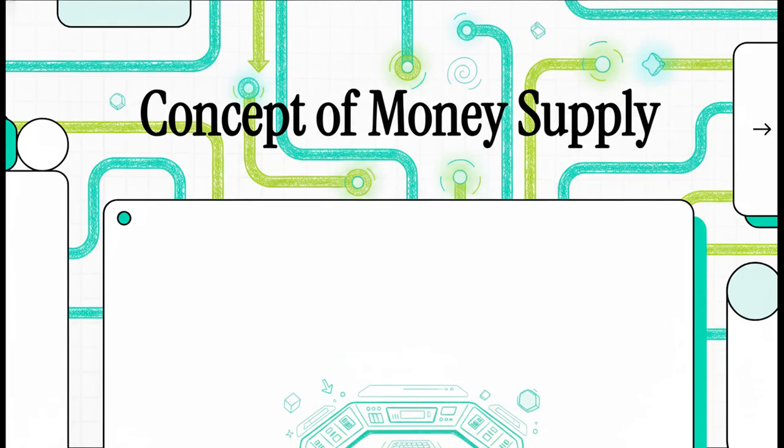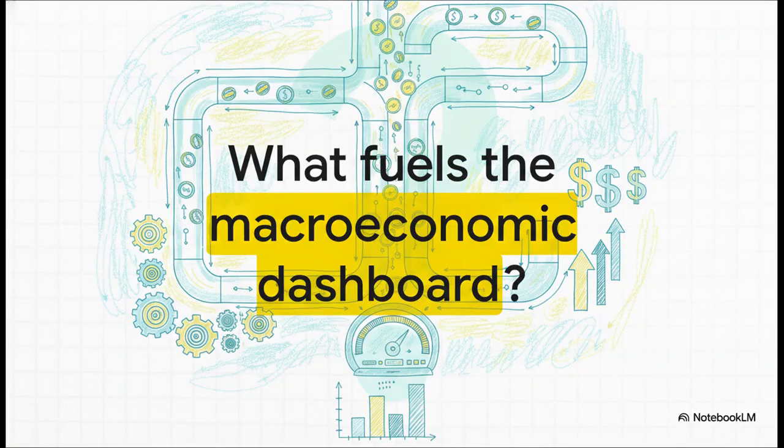All right, let's jump right into this explainer. Imagine you're stepping inside a massive, high-tech macroeconomic dashboard. Picture the economy all around you as these glowing, liquid data pipelines. It's literally the lifeblood of our entire financial system just pulsing away. But to really get a grip on how this massive machine operates, we have to figure out exactly what is flowing through those pipes. So, what's actually fueling this dashboard?